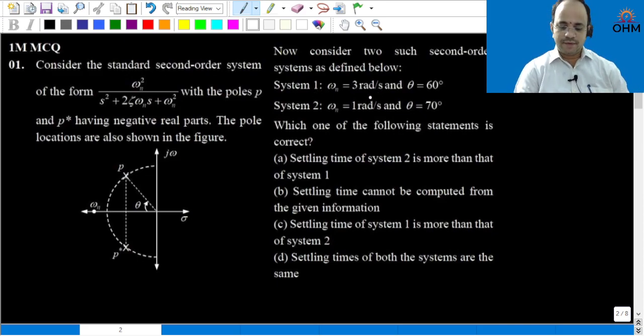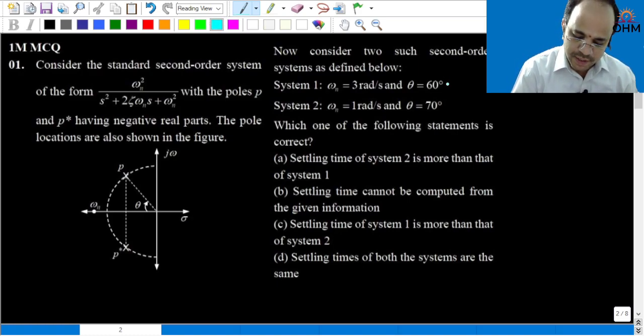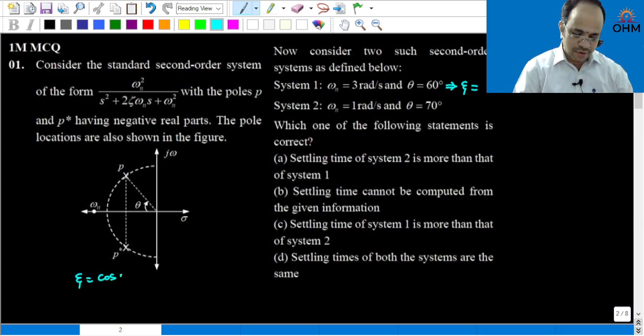System 1, it is having omega n equal to 3 radian per second and angle theta is also given in this figure. So by seeing the options, it is asking about what is the value of the settling times. Therefore, for this system, when theta is given, damping ratio is equal to cos theta. Therefore, here cos theta will be 1 by 2. Damping ratio is 1 by 2.